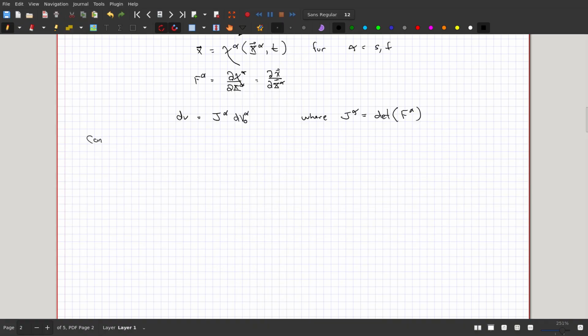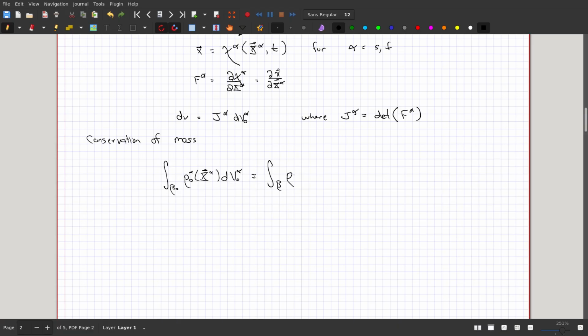Just like before, we have a statement of conservation of mass. The integral over B0 of rho 0 of x alpha dV0 alpha is equal to the integral in the current configuration. Following our conventions from before, this is written in the reference configuration, so I have the body in the reference configuration and dV0 alpha, because each component has its own dV0. But in the current configuration, they all occupy the same volume.